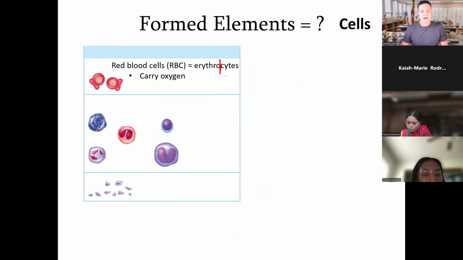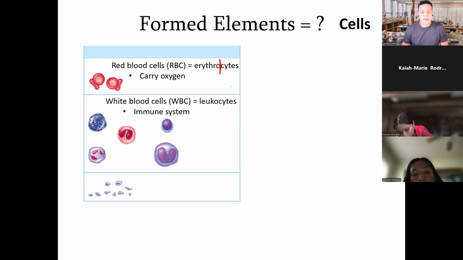The other group of cells that we have in our blood are the white blood cells, and the white blood cells are also called the leukocytes. Leuko means white, cyte means cell. Now, what is the main function of the leukocytes? The main function is for our immune protection. Within the white blood cells, which we have 5 different types, they are going to help protect us against anything that is foreign to our body.